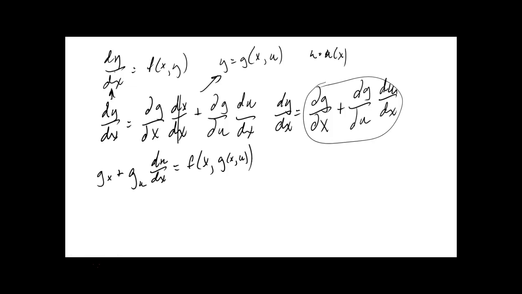Now we've lost a dy/dx and have a du/dx. What we're going to do is solve for this and see if this new differential equation is solvable somehow. Maybe by separation of variables, maybe by linear, maybe by exact differentials. We'll see if it's solvable. So our new equation is du/dx equals f of x, g of x and u, minus g sub x, divided by g sub u. What we did was subtract this from both sides and then divide by that. So there's a new differential equation.